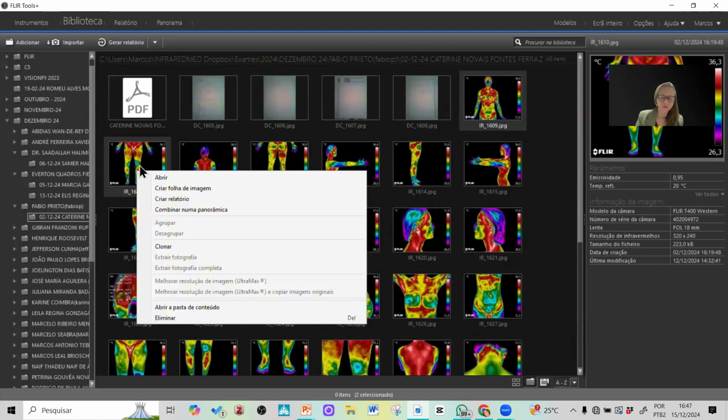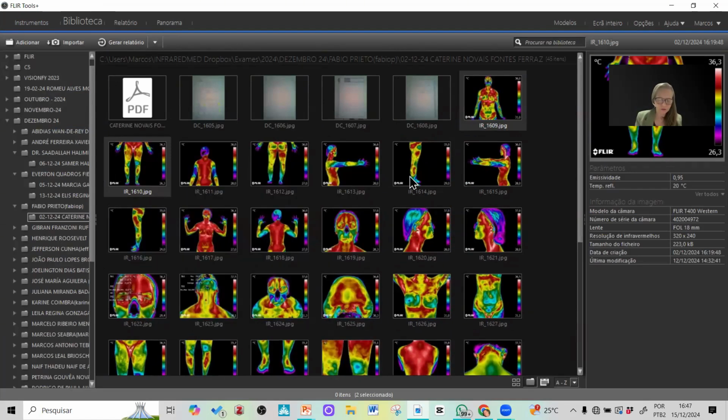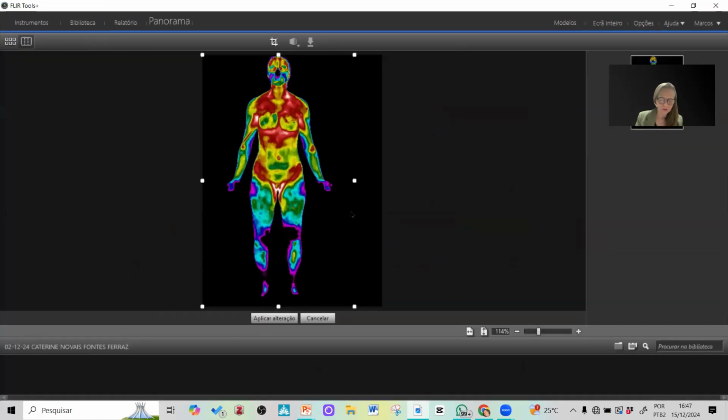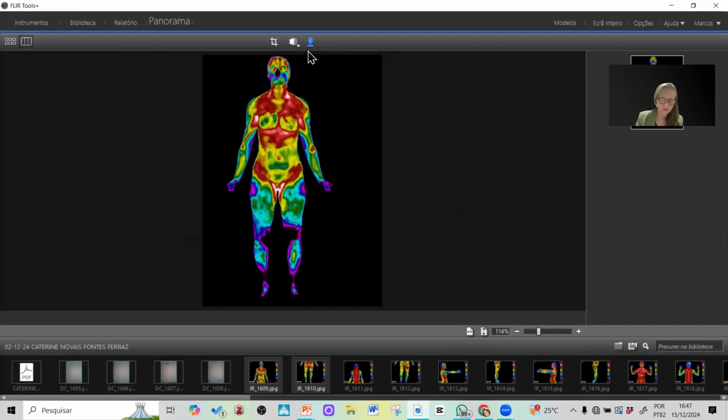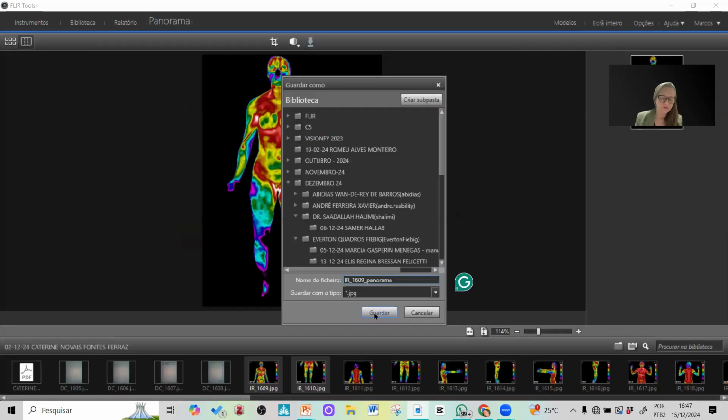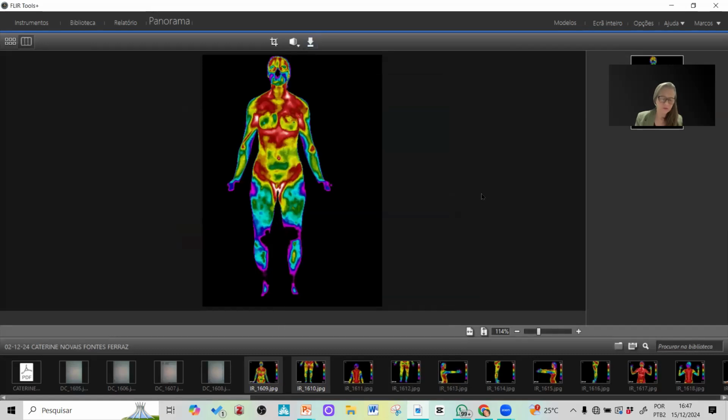So I do it again here. But when I started to use this for the full body, it increased the diagnosis a lot. I understand much better what was happening with my patients. So many things open up here.